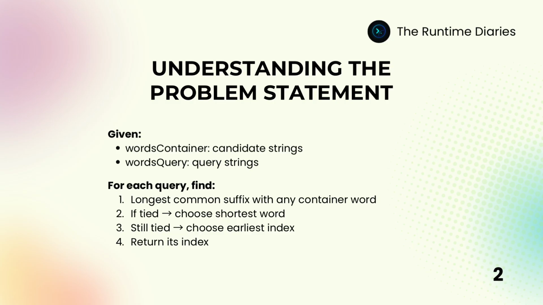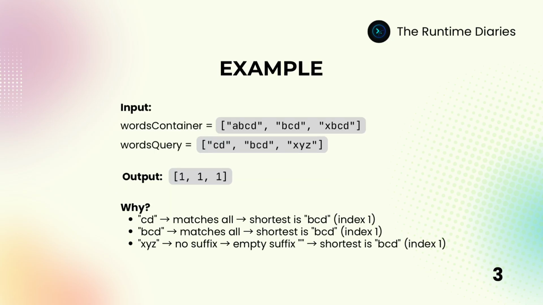Let's break it down. Here's what we're given. We have two lists, words container and words query. Words container is a list of candidate strings. Words query is a list of query strings. For each query word, we need to find the longest common suffix it shares with any word in the container. If multiple container words tie for the longest suffix, we choose the shortest word. If there's still a tie, we choose the word that appears earliest in words container. Then we return the index of that word. That's the full problem. Let's walk through an example.